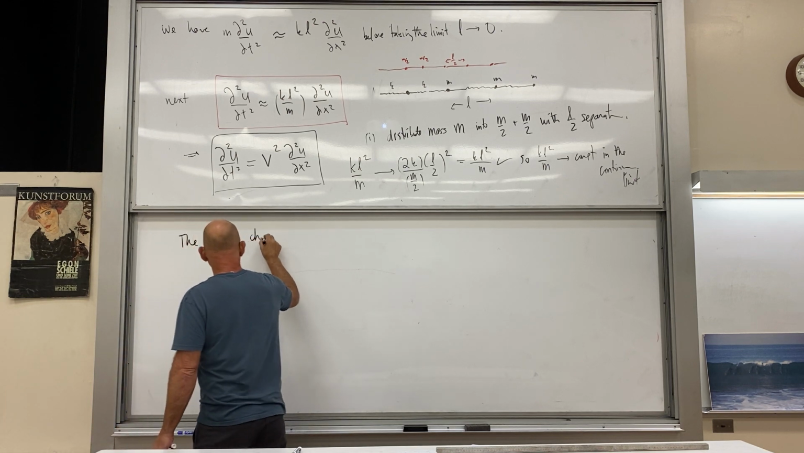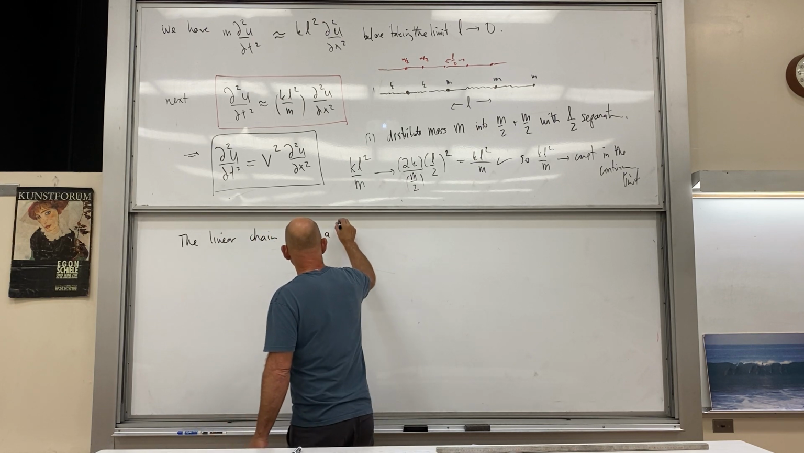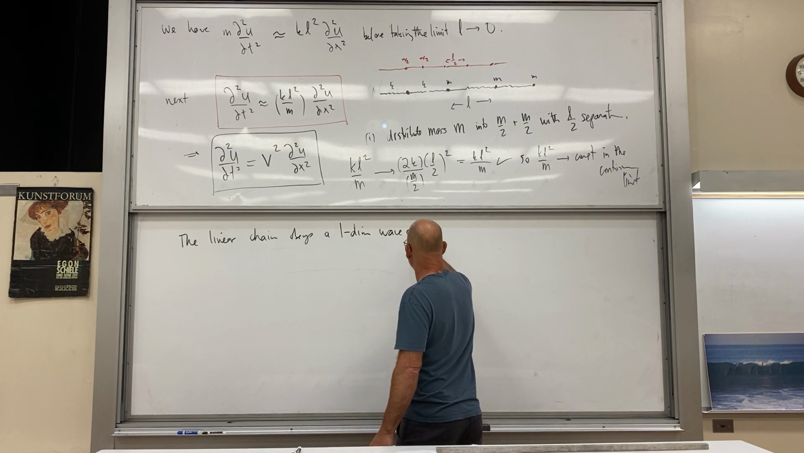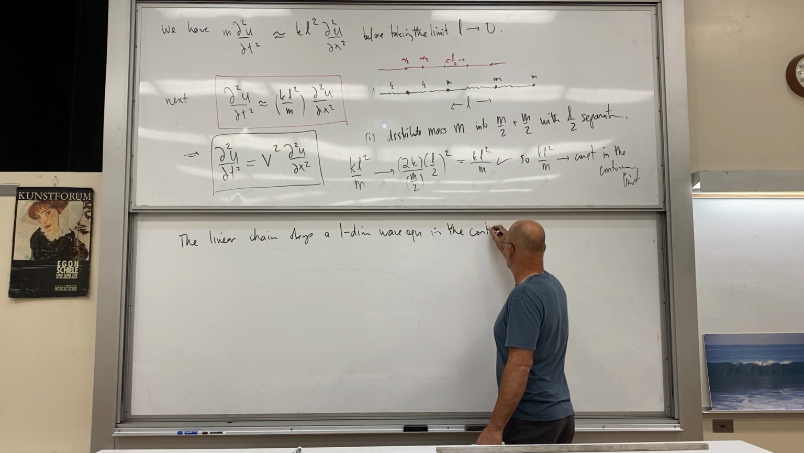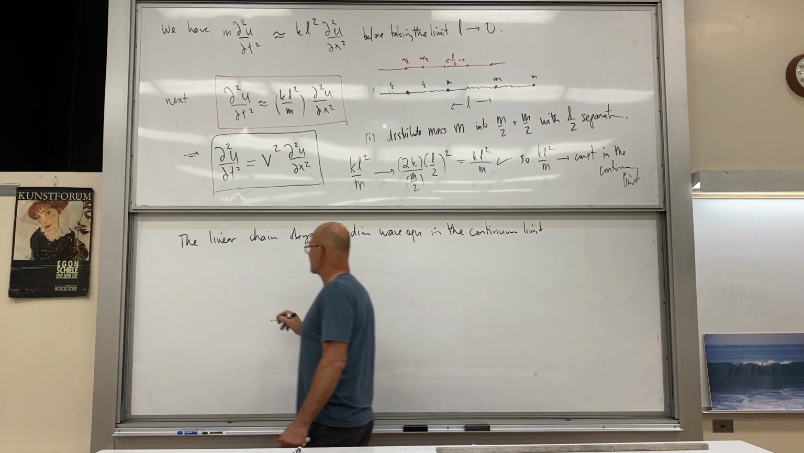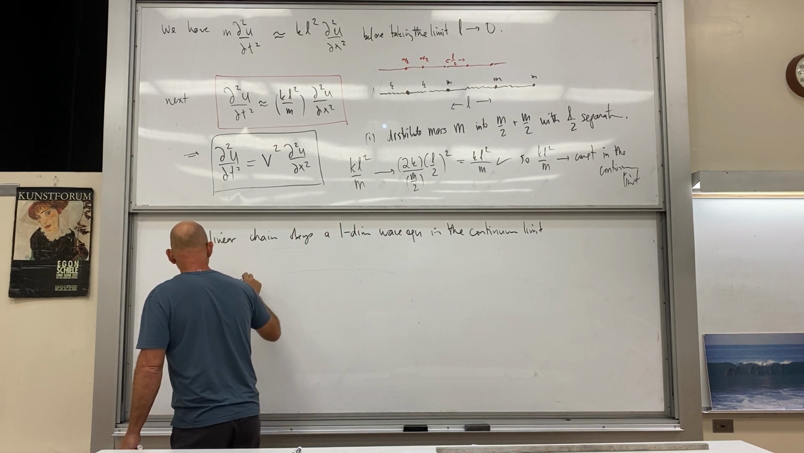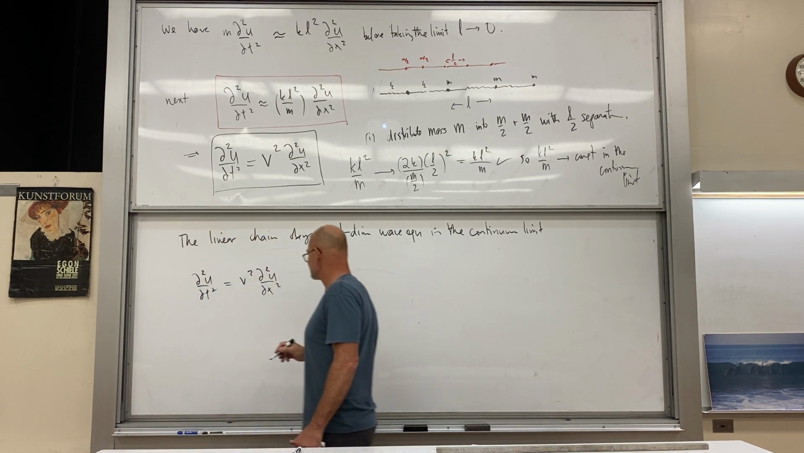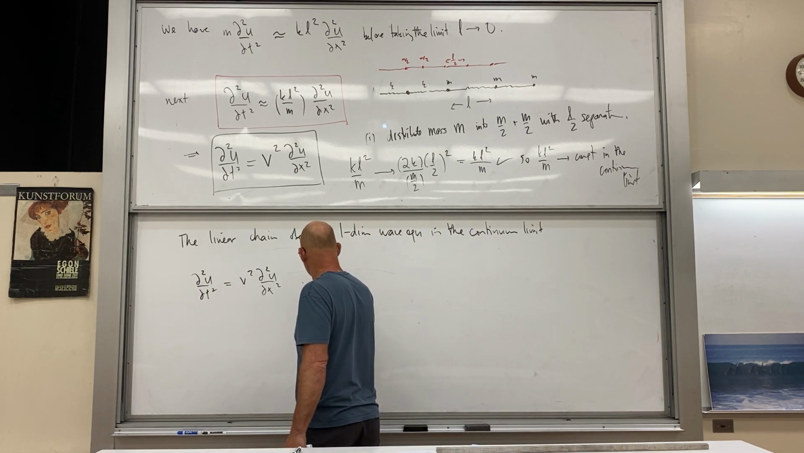So the linear chain obeys a 1-dimensional wave equation in the continuum limit. So we have partial d squared u dt squared equals v squared d squared u dx squared. And the solution.